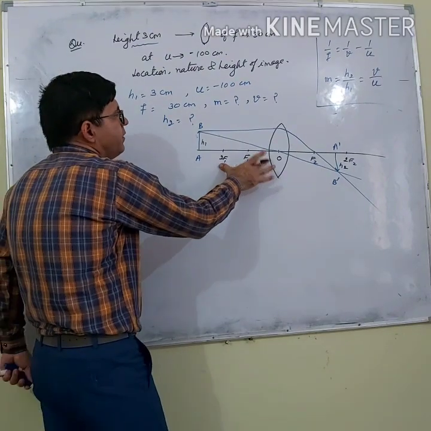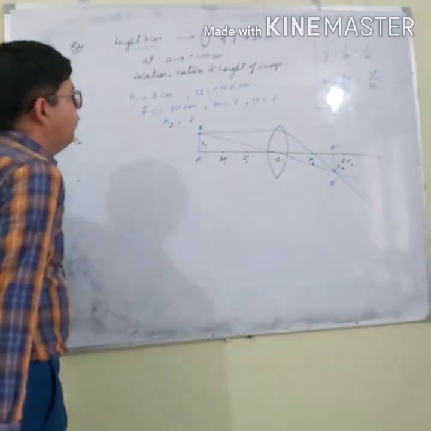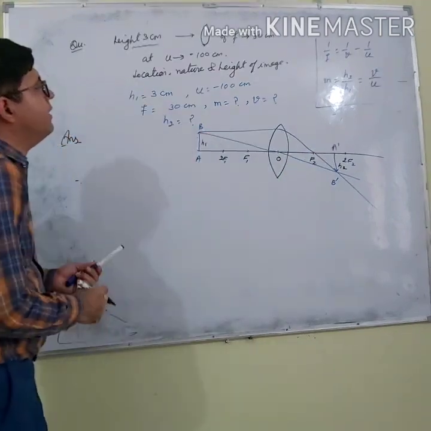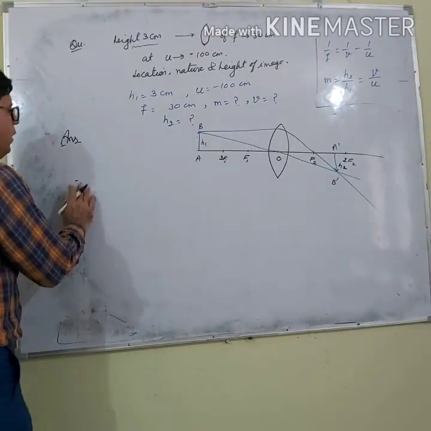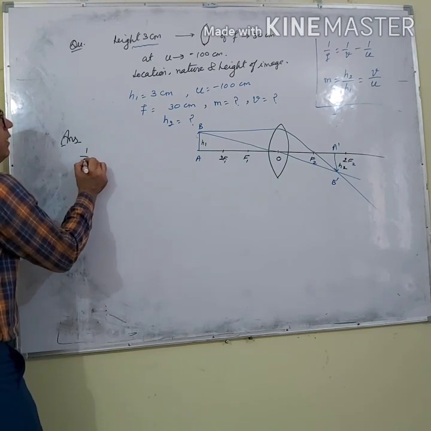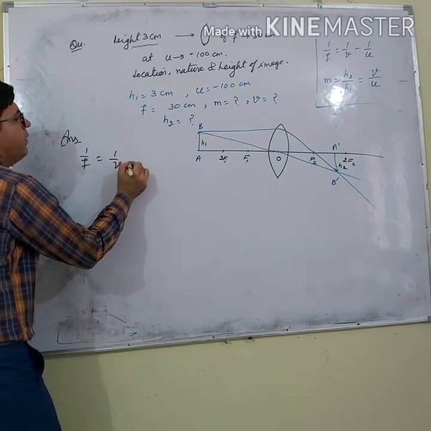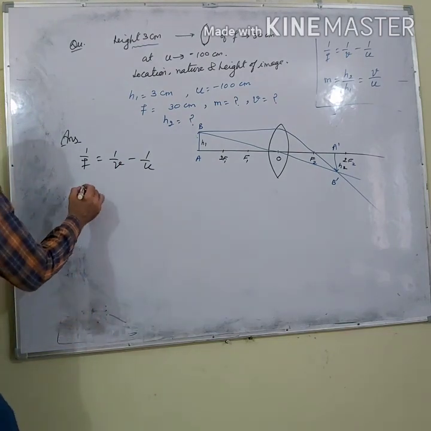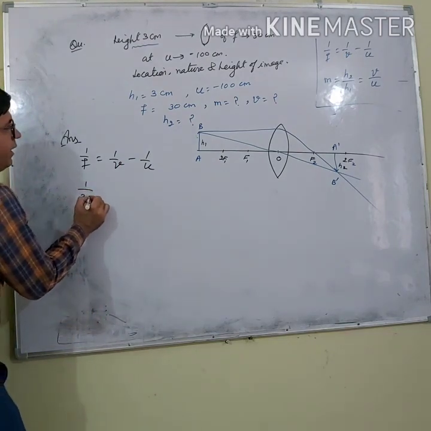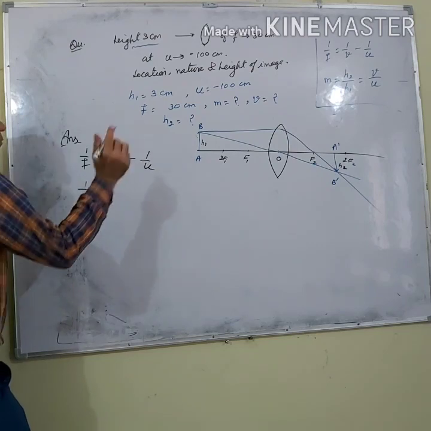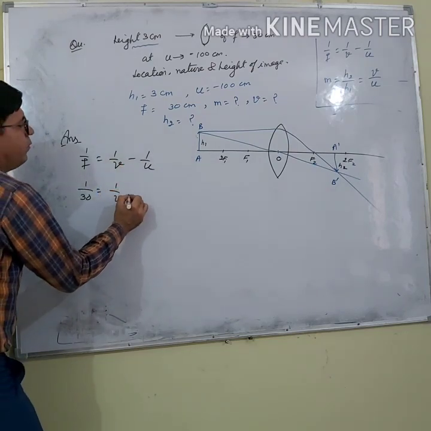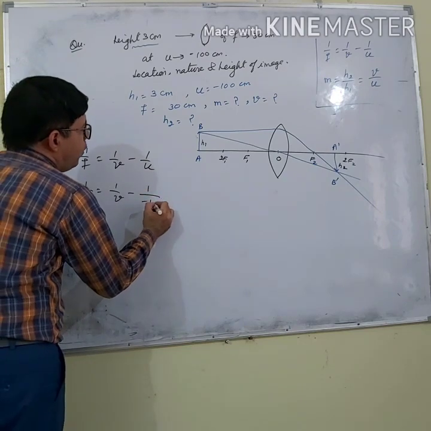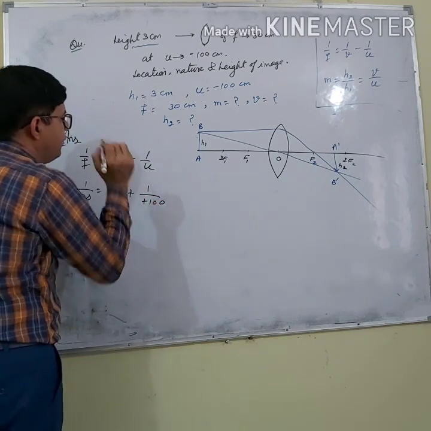Why 100? Because it is on the left hand side. Focal length is 30 centimeter, right? And magnification V I have to calculate. Now use lens formula 1 by F equals to 1 by V minus 1 over U. What is F? F here is 30, it's plus. In previous case it was minus. V I have to calculate. And what is U? U is minus 1 over 100, minus minus plus.